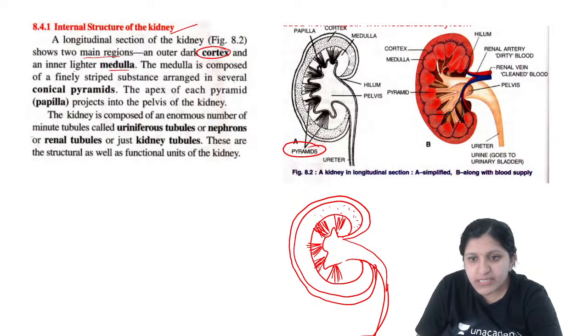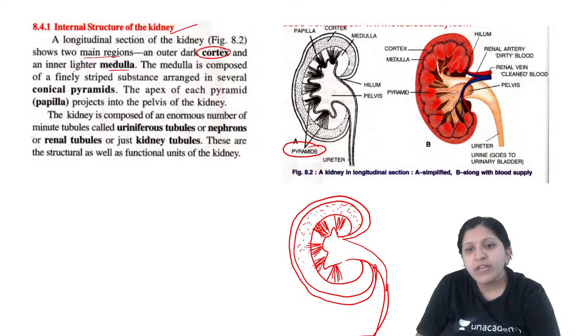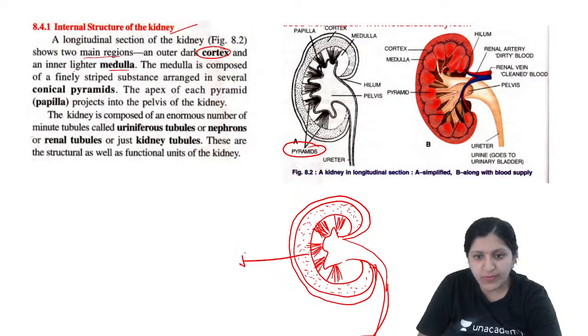First let me just label, and I'll explain why exactly we have got this appearance in the kidney. While I am drawing this dotted region, this is actually the cortex region. So this is the cortex region.